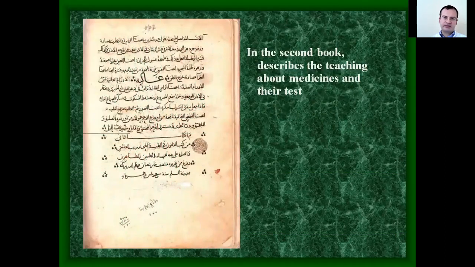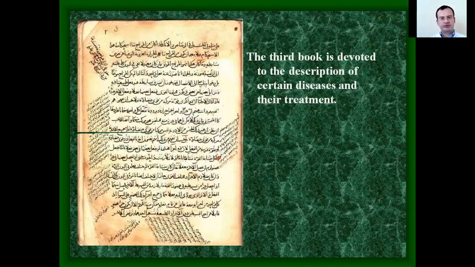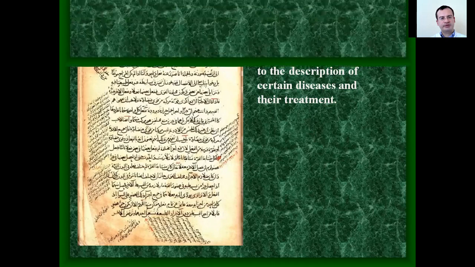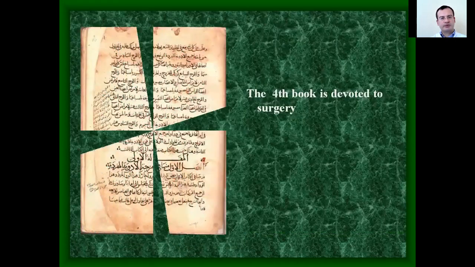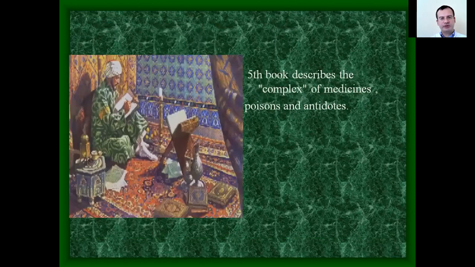So the second book described the teaching about medicines and their testing. The third book was devoted to the description of certain diseases and their treatment. The fourth book was devoted to surgery. And the fifth book described the complex of medicines, poisons and antidotes.